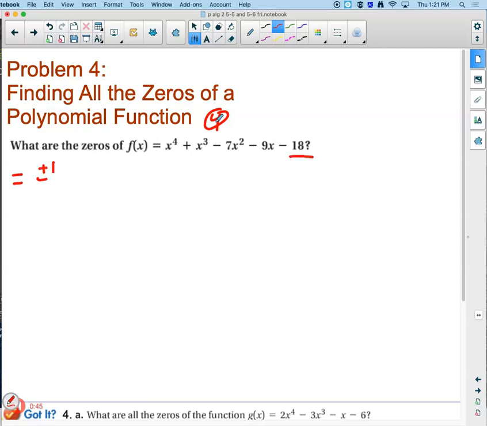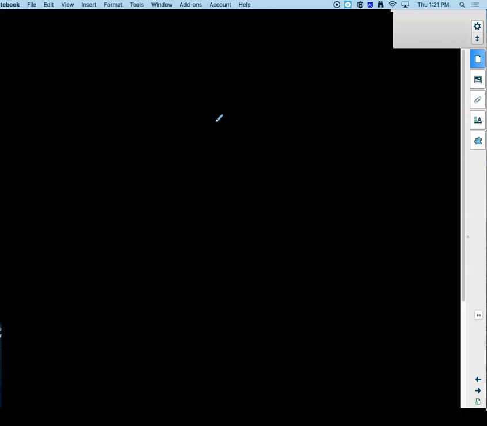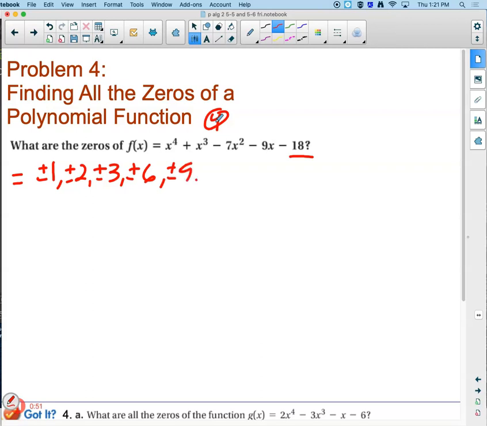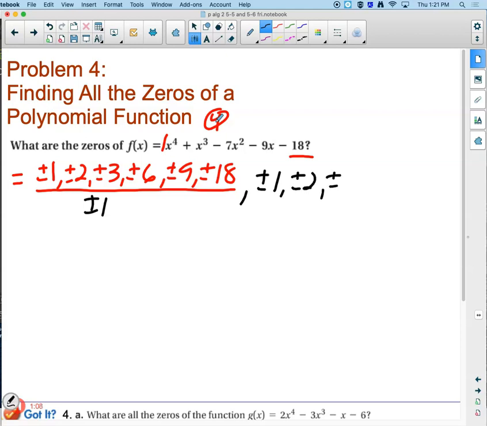Our integer factors are 1, 2, 3, 6, 9, and 18. Ooh, lots of them. All right, and then in the front, this is the good news, a 1. So that'll be a plus or minus 1 down here. So we'll have as possibles plus or minus 1, plus or minus 2, plus or minus 3, plus or minus 6, plus or minus 9, plus or minus 18.